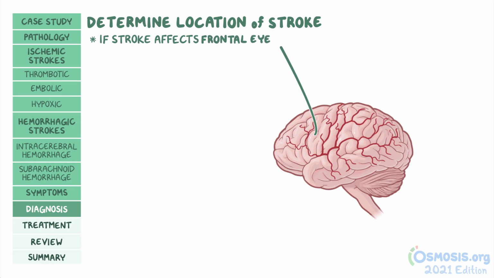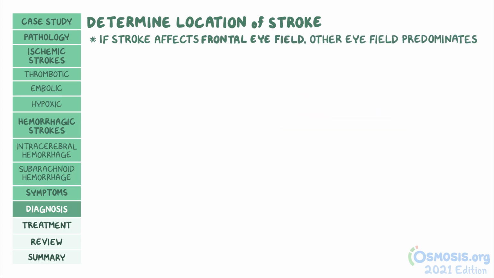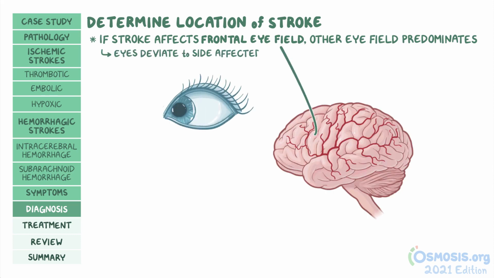Alright, now let's discuss some other high-yield findings that can help us determine the location of a stroke. If a stroke affects a frontal eye field, the influence of the other eye field predominates, so the eyes deviate to the side affected.